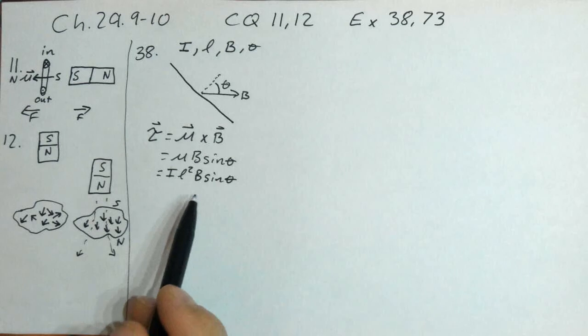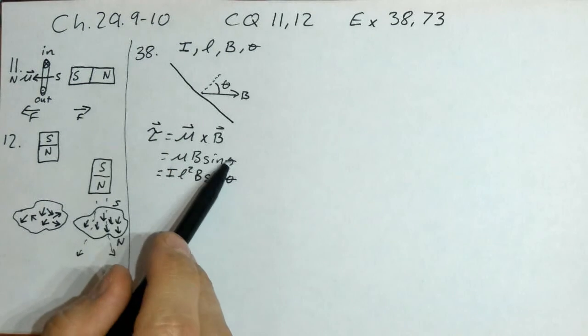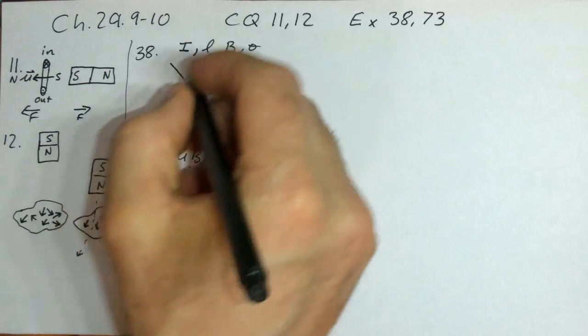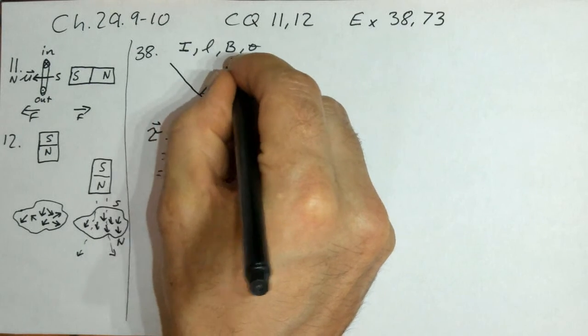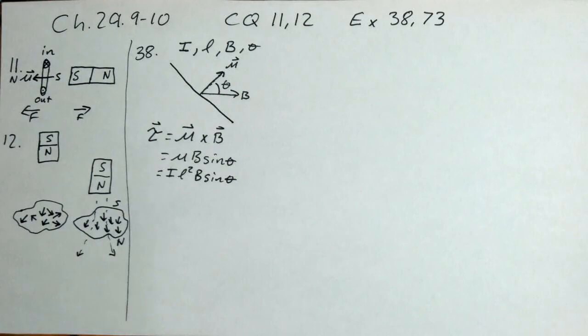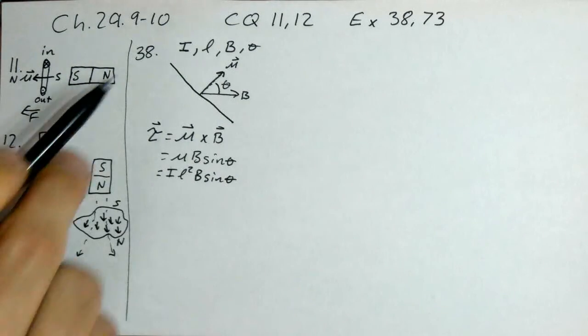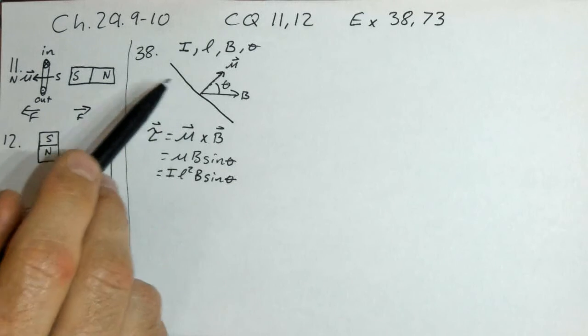So the question I have is, is this theta that theta? This theta is supposed to be the angle between mu and B. Does mu point this way? And the answer is, yeah, it could, or it could be pointing the other way. Okay, it's always normal to the plane of the loop, and its direction is given by the right-hand rule.